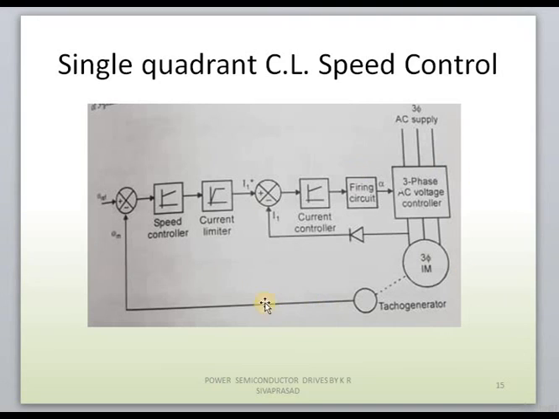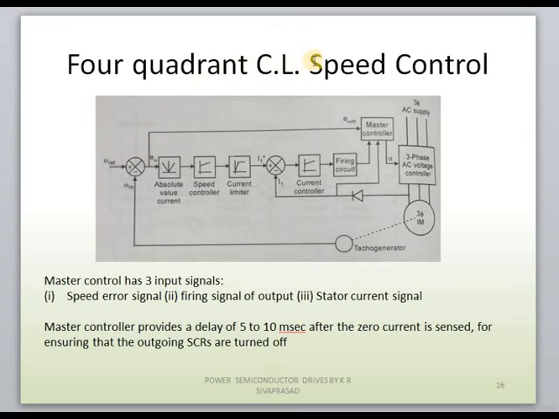This is the actual closed loop for single quadrant. For 4 quadrants, you can use this one. This is a 4-quadrant closed loop speed control. Only thing is we are adding an additional component here, the master controller. The master controller has 3 input signals. One comes from the speed error signal, another is the firing signal, and another is the ID value, that is the actual current of the stator. It takes these 3 input signals and produces a firing angle for the AC voltage regulator. Remaining all things are same.